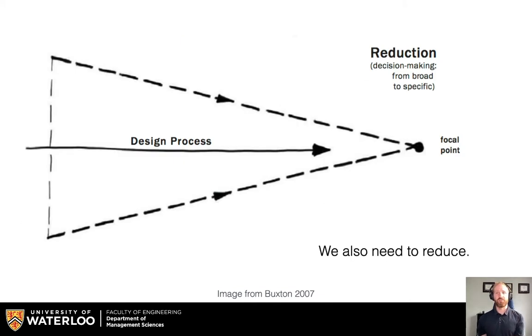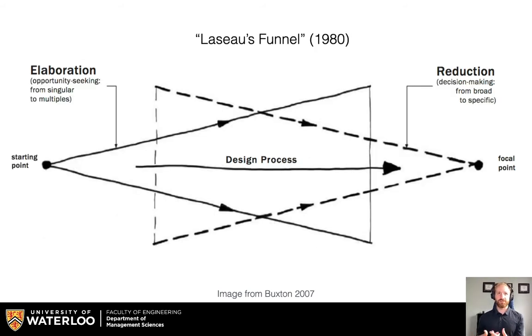which is why you need to use the other funnel, reduction steps. As the design process continues, you start to reduce. This is where you make decisions. You go from broad to specific, and you end up on a focal point to try and arrive at a final design. Combining these two creates what's known as Lasso's funnel. So you have these elaboration and reduction steps, and you do this iteratively. You elaborate, and then you reduce, and you keep going.